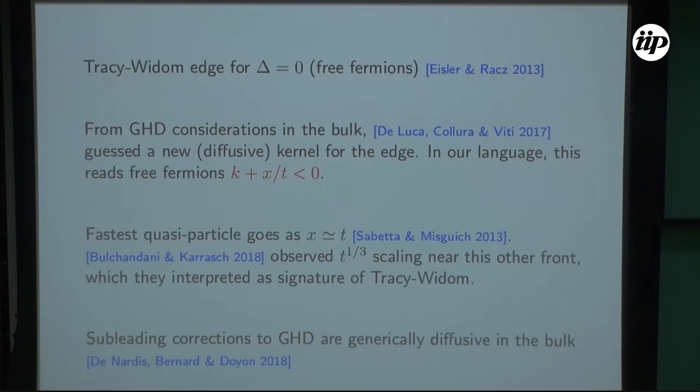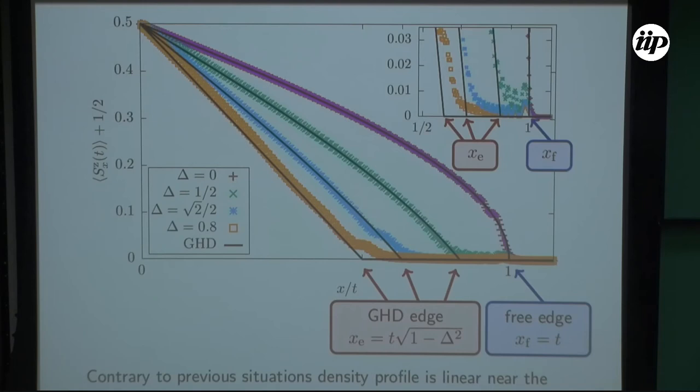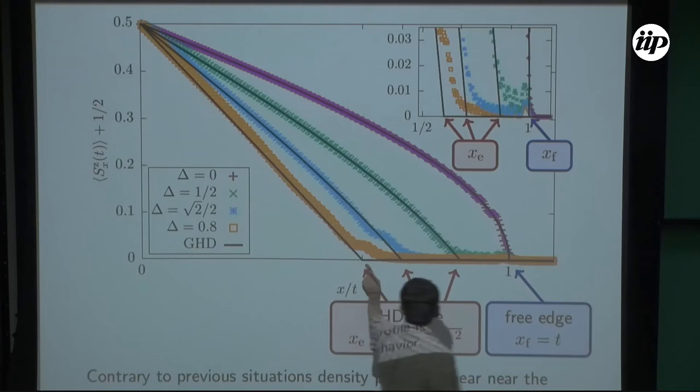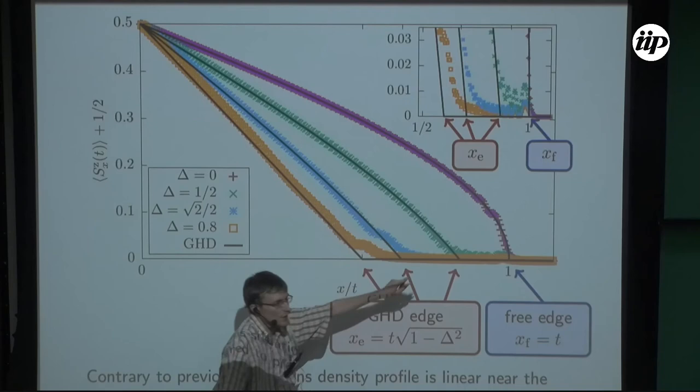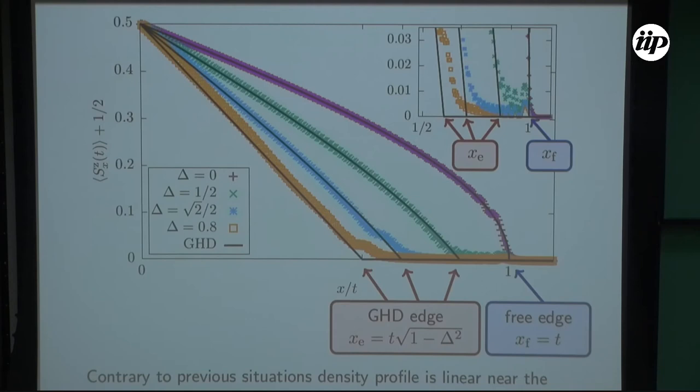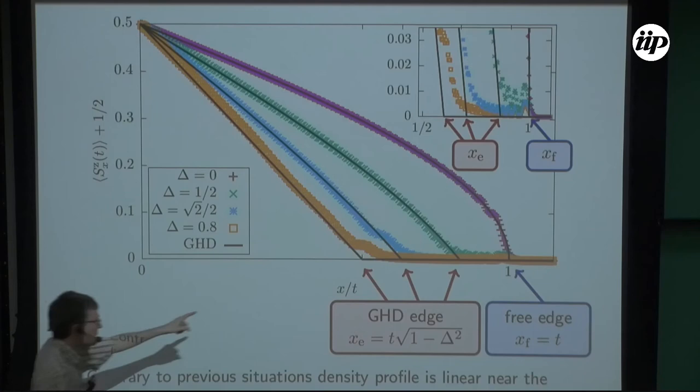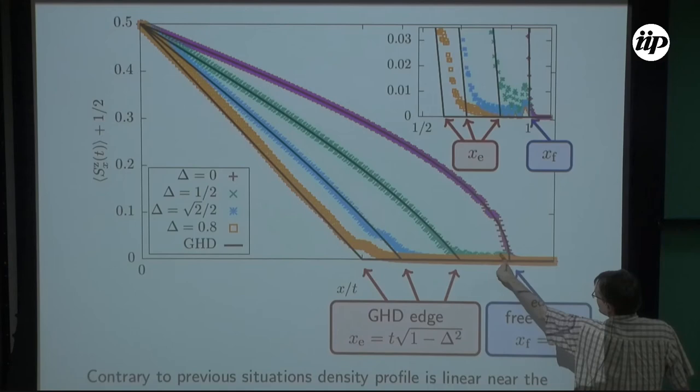And so what I forgot to say, and which is important, is that if you look closely at these density profiles, there are two edges. One which is called the GHD edge. So at GHD level, the density vanishes. But you can see that for finite time, the density does not exactly vanish. So there are subleading corrections, which means that the density is not quite zero. And so in particular, the density is small, but not that small, of order 1 over time, if you want.